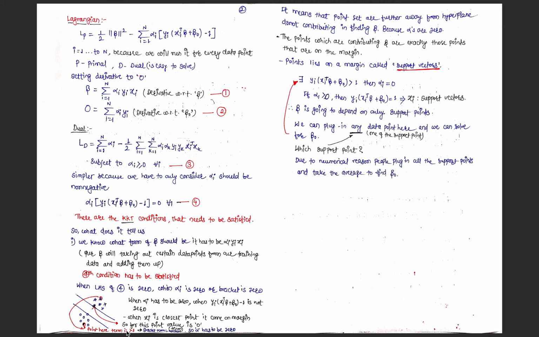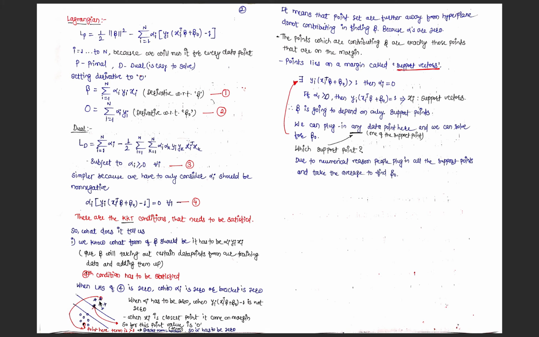Why? Because they are far away from the margin or hyperplane. The bracket term is non-zero, so alpha has to be 0, so that our fourth condition will be satisfied. What it means is that points that are further away from the hyperplane do not contribute in finding beta because their alphas are 0. The points which contribute to beta are exactly the points which are on that margin.